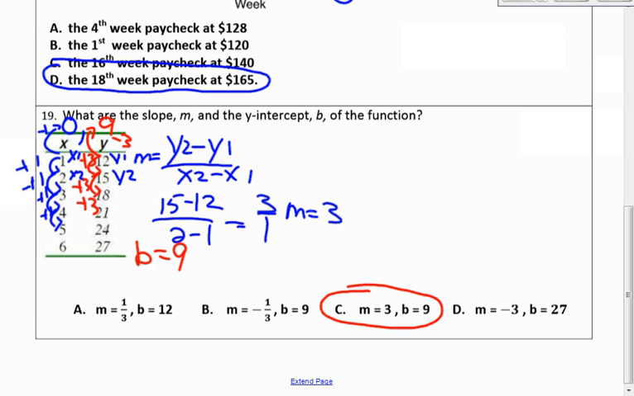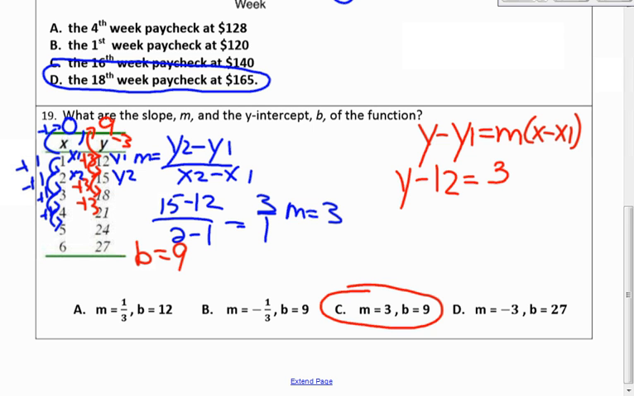If you're unsure of how to work backwards, you would use the point-slope formula, which is y minus y1 equals m(x minus x1). We already found out the slope was 3, so I'm going to substitute that in for the slope. Y minus is part of the formula. The number that we labeled y1 originally was 12. Y minus 12 equals 3(x minus x1), and x1 is 1.